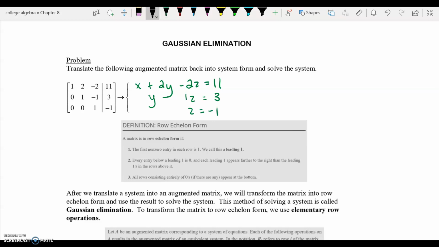So I already know what z is, so I'm going to plug it into the other equation to solve for y. Y is 2, and you're going to plug that in to solve for x.